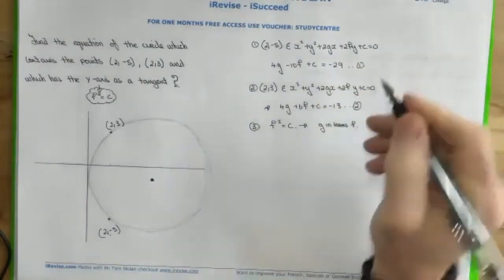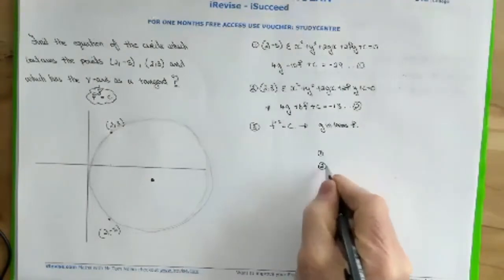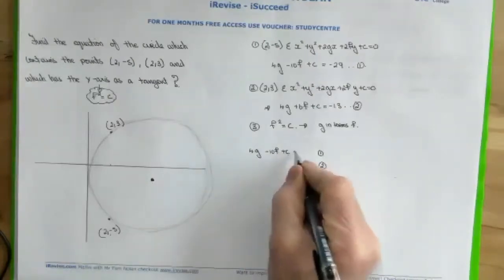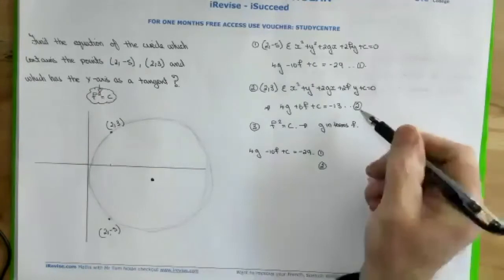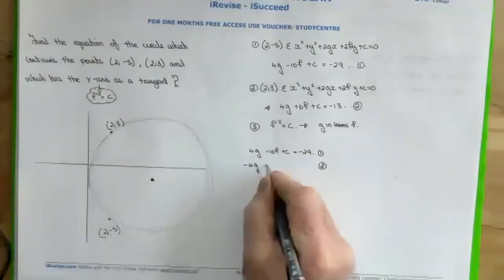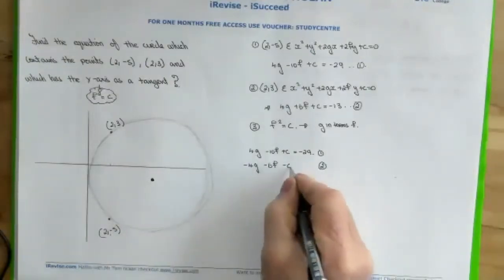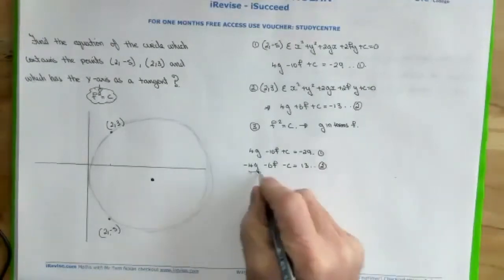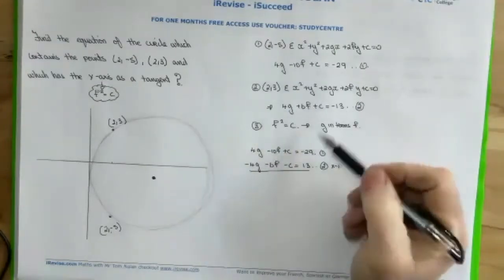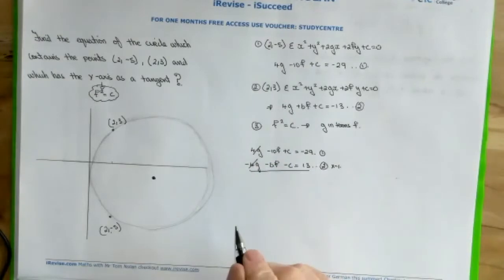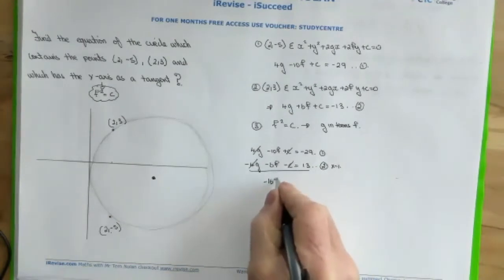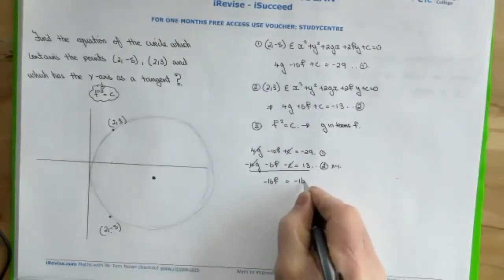So let me show you. Between 1 and 2 we eliminate c. 4g minus 10f plus c is minus 29. And to eliminate c, I subtract that one: minus 4g minus 6f minus c is equal to 13. Be very careful with these types of things, go back and check that. The g's cancel and the c's cancel. That's very nice for me because I get minus 16f is equal to minus 16.